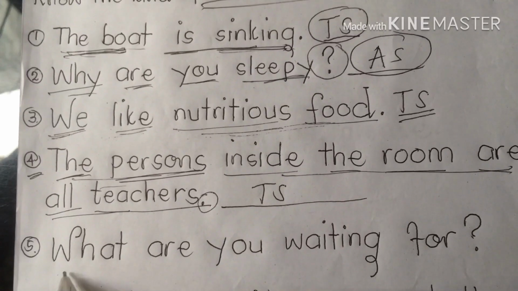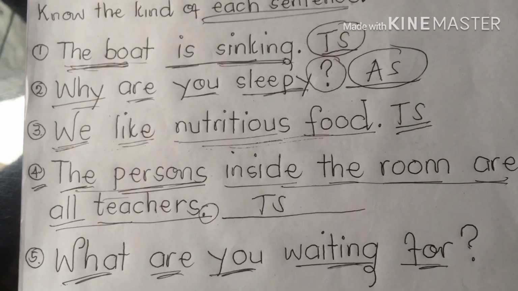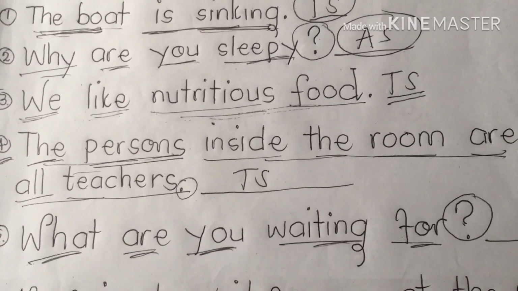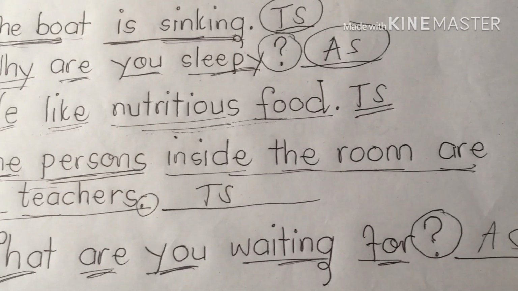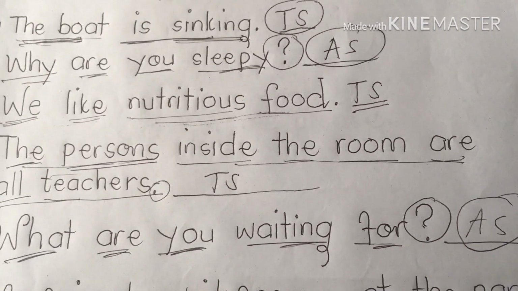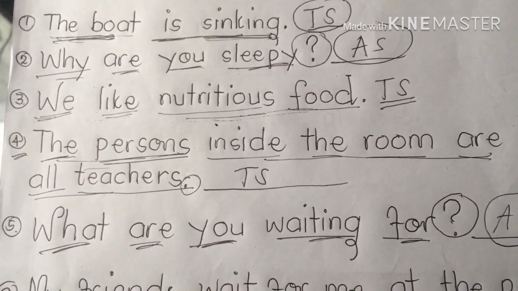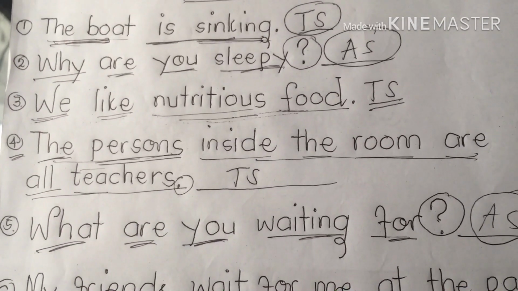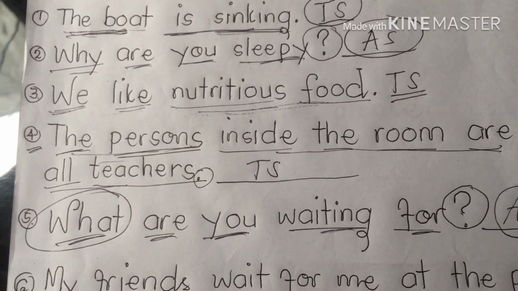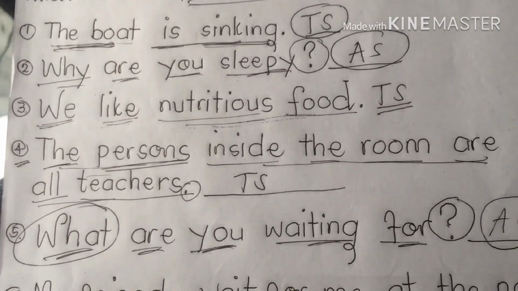Number 5. What are you waiting for? There is a question mark, class. Remember that this sentence is an A-S, that means asking sentence. It asks, what are you waiting for? You're waiting for somebody, you're waiting for your daddy, you're waiting for your friends. It's because of the WH word that it is asking. What are you waiting for? Okay?